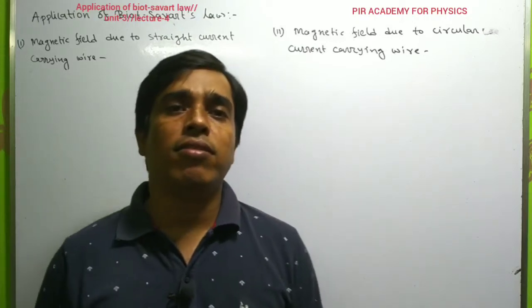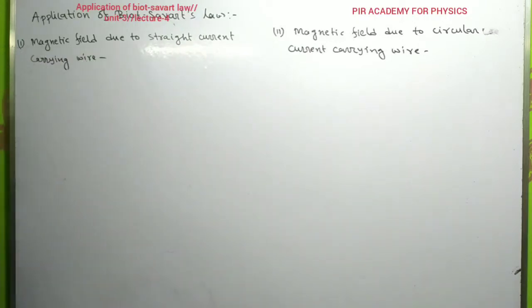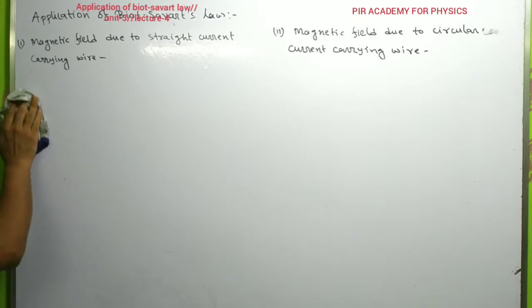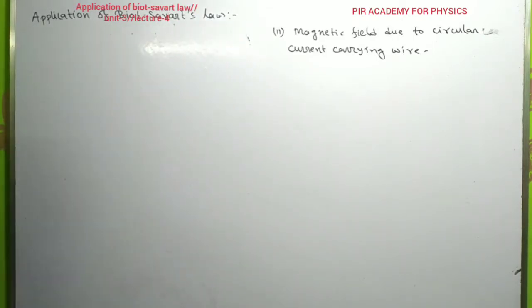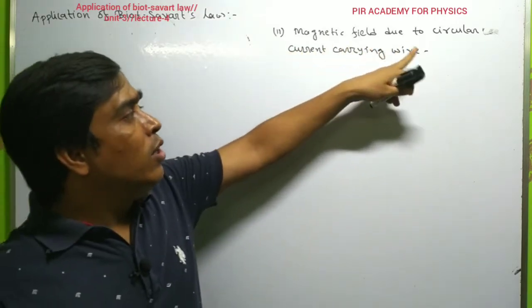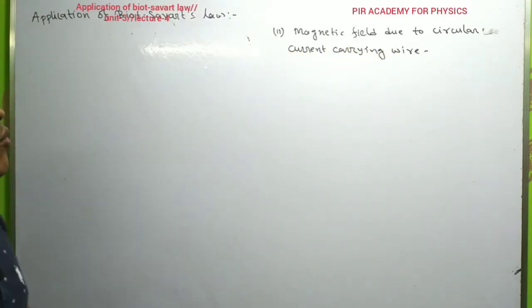In the previous class, I discussed the calculation of the magnetic field due to a straight current carrying wire using Biot-Savart law. Today, I will discuss the calculation of the magnetic field due to a circular current carrying wire using Biot-Savart law.